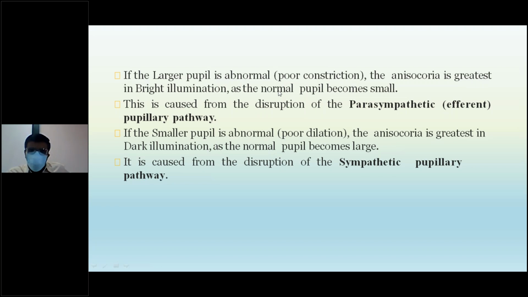The anisocoria is greater in bright illumination. It indicates a lesion of the parasympathetic pathway. The anisocoria is greater in the dark light. It indicates a lesion of the sympathetic pupillary pathway.